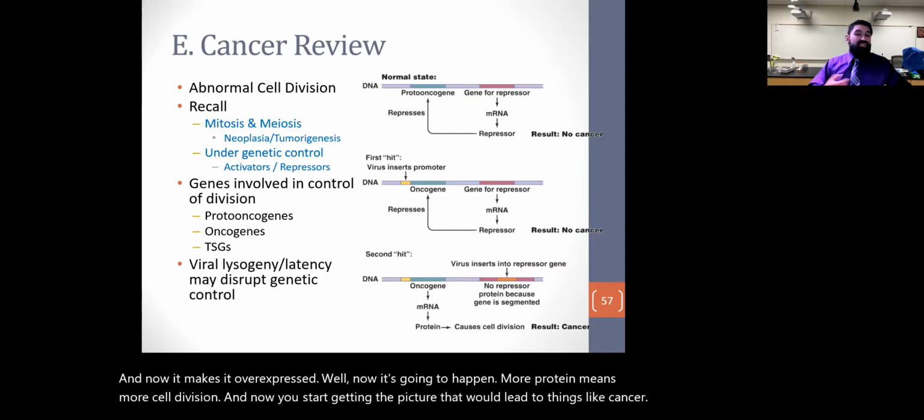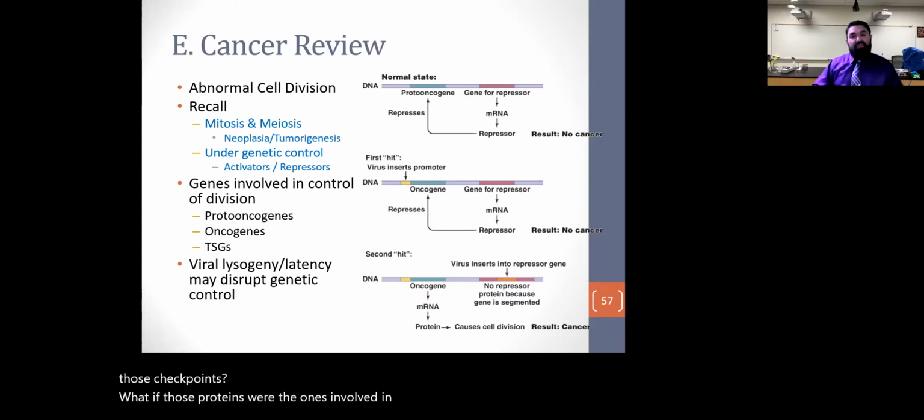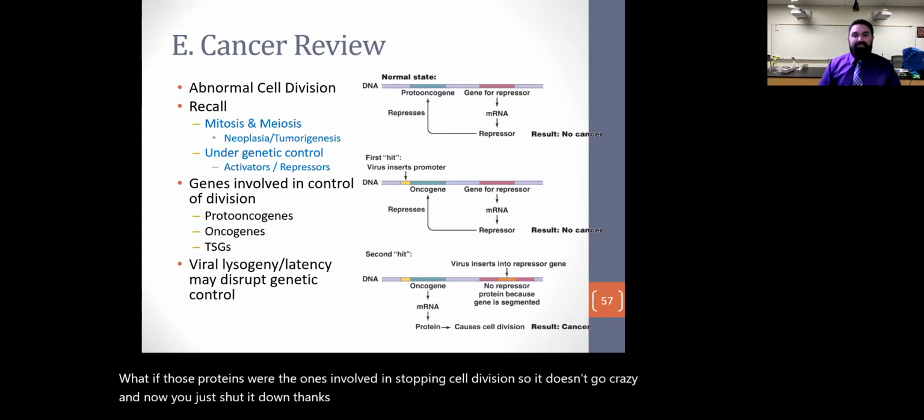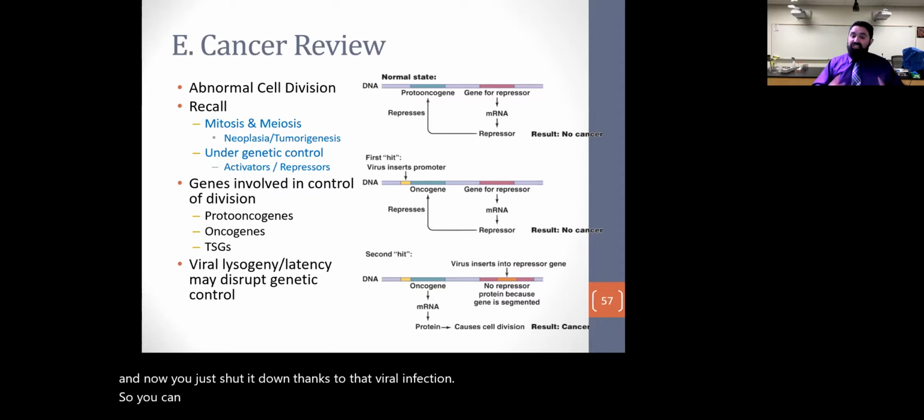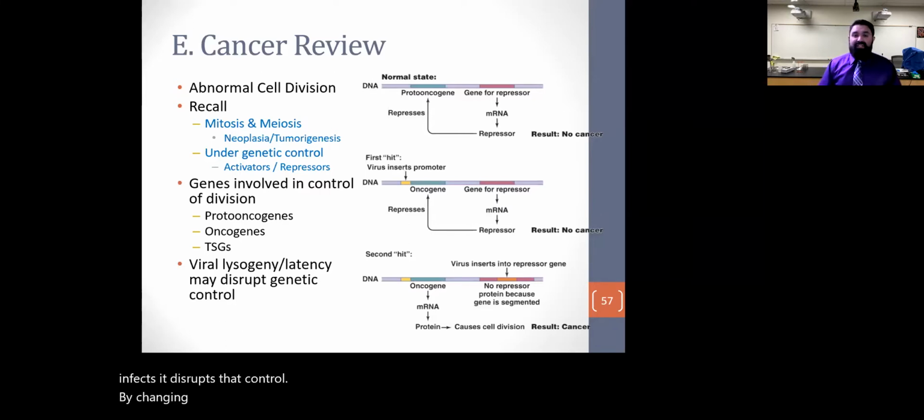Now, what happens if it turns it off instead? Well, what if the protein that it shuts down is part of those checkpoints? What if those proteins were the ones involved in stopping cell division so it doesn't go crazy? And now you just shut it down thanks to that viral infection. So you can see that there's these genes inside our bodies, inside most mammalian cells and most cells altogether, in charge of cell division. And when a virus comes in and goes latent and infects, it disrupts that control. By changing the control of cell division, you can feasibly trigger cancer.